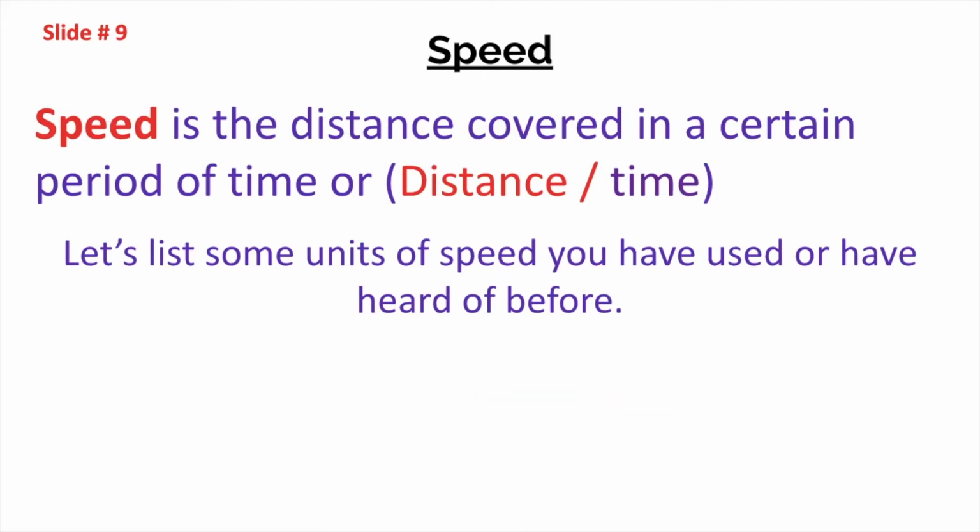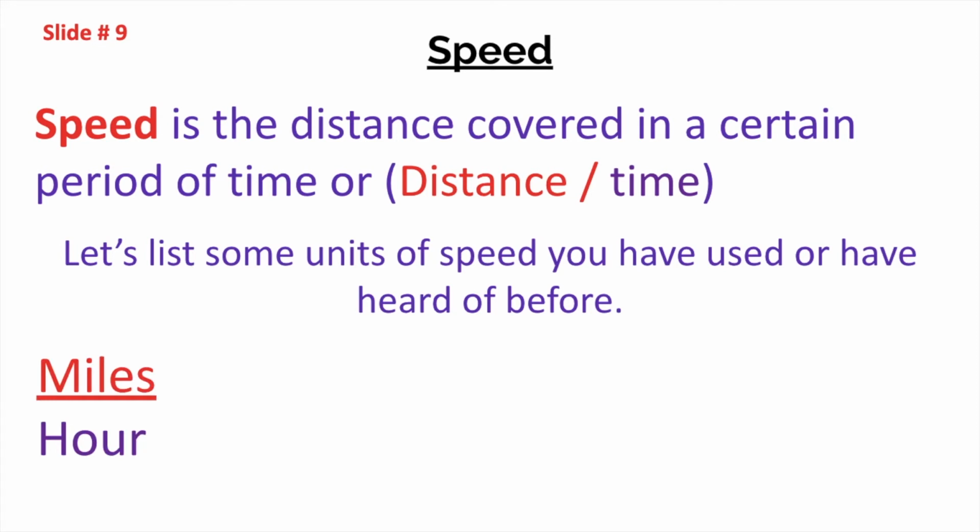Now, speed gets to use distance in action. Speed refers to the distance that you can cover within a certain period of time. So we use a general unit of distance divided by time, distance per time. And there are definitely units of speed that you have used or heard of before.